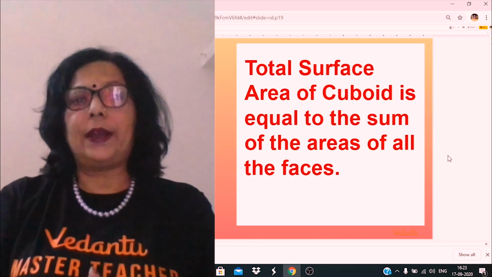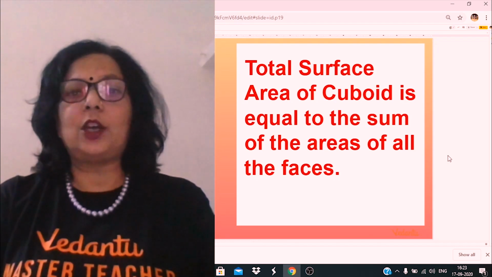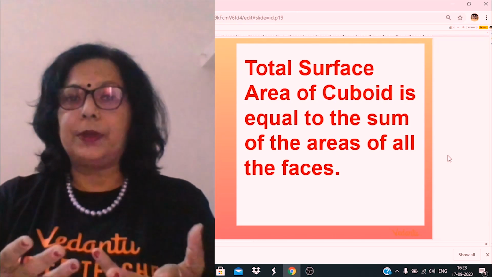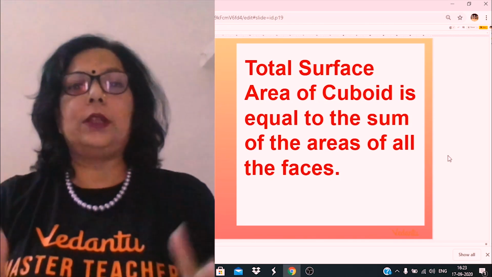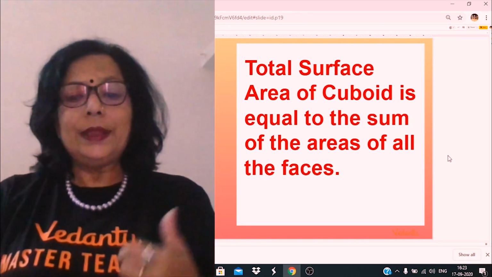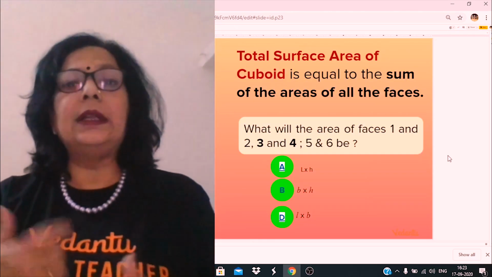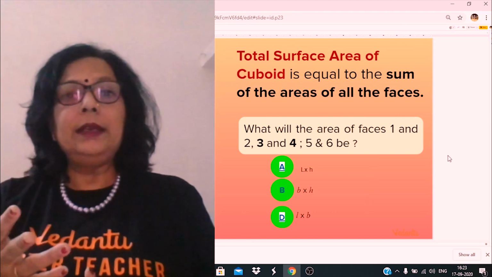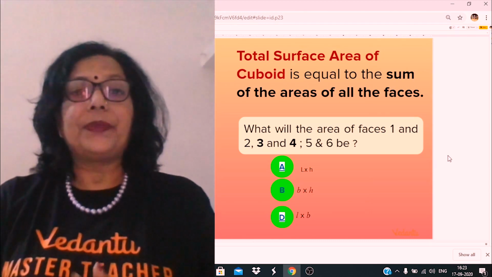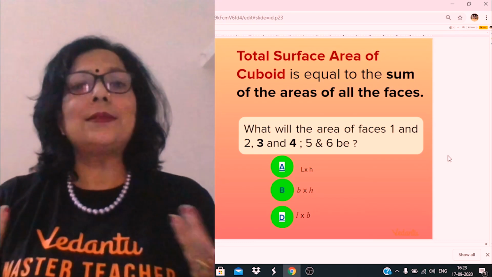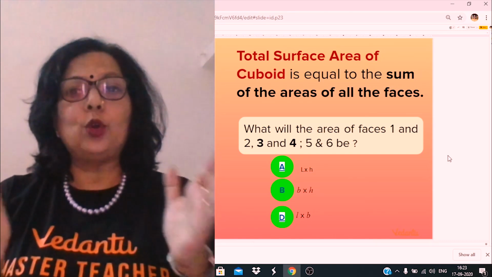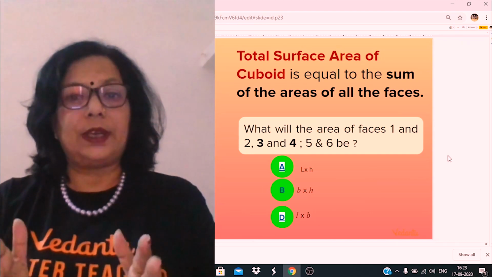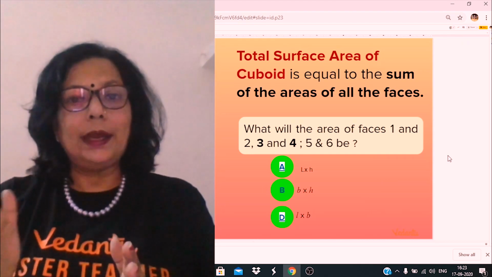So how do I find out the total surface area of a cuboid? Very simple. It is equal to the sum of the areas of all the faces. When the children solve it in school, they learn the formula. Don't learn the formula, do understanding. Understanding that a cuboid is simply 6 rectangles joined together. So you have to add the area of the faces.